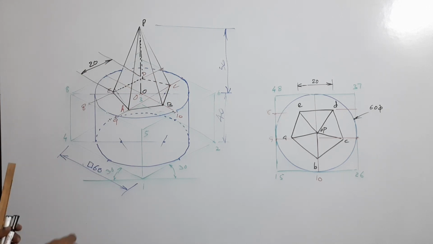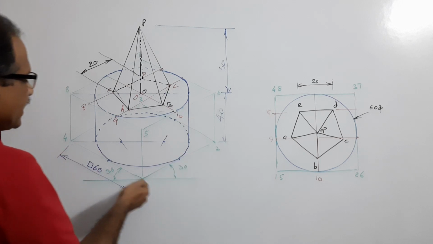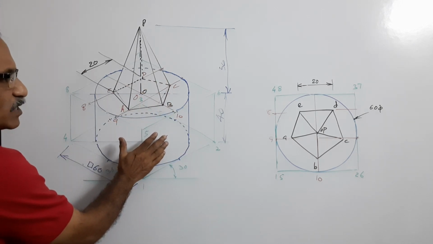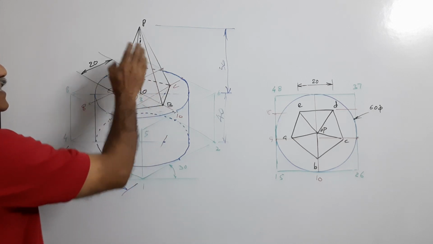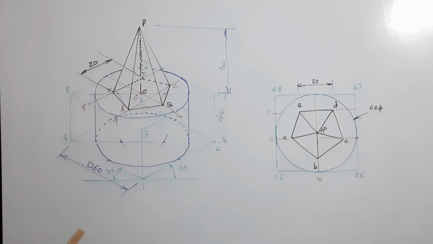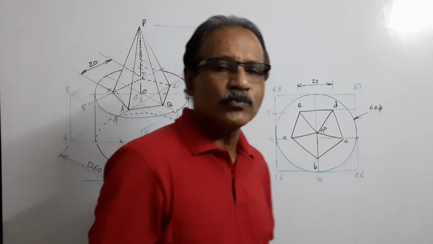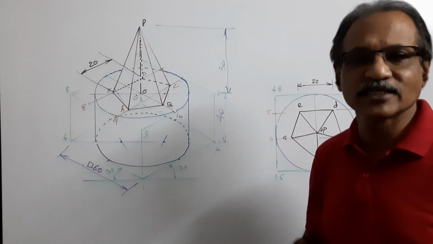The drawing is complete. The construction line, the green box has to be very light. The blue slab, circular slab has to be dark, and the pyramid also has to be dark. It's a very simple question. Isometric view. No need of drawing an isometric scale.